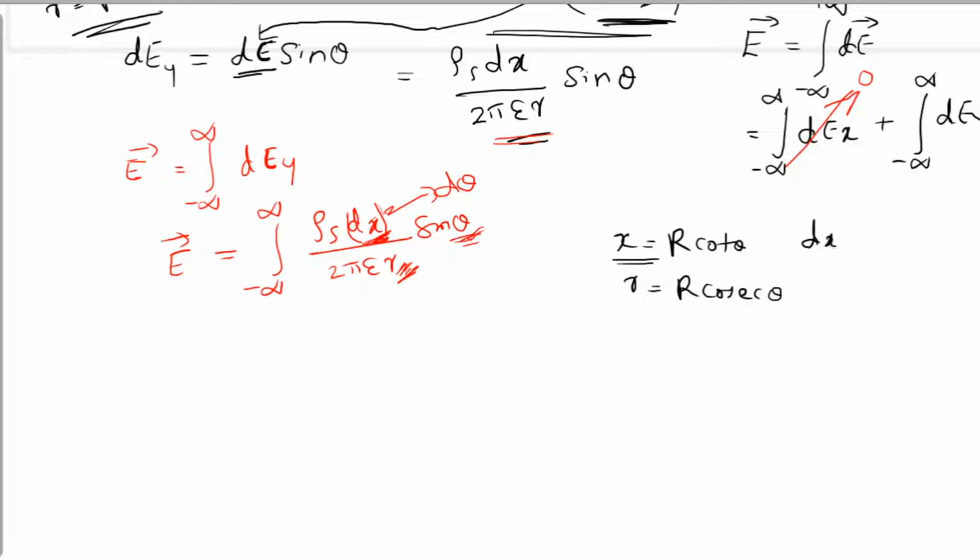So what is dx? dx is the differential of r cot theta. So what is the differential of cot theta? Minus cosecant square theta. So this becomes minus r cosecant square theta d theta. Agree? So dx becomes minus r cosecant square theta d theta. Okay, I'll rewrite this portion this side. So dx is minus r cosecant square theta d theta.